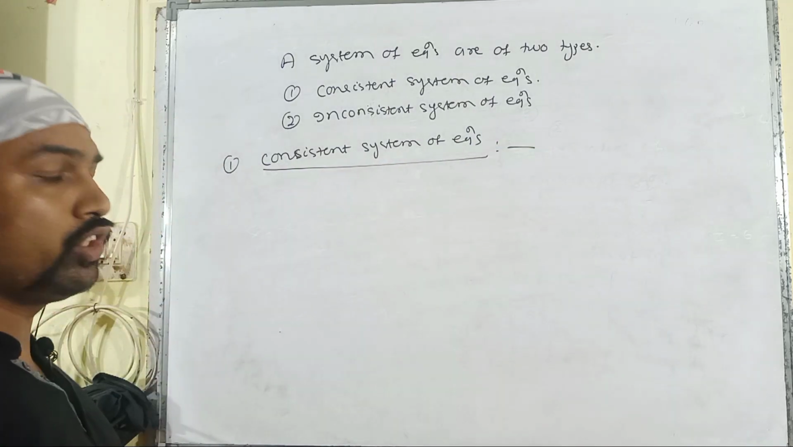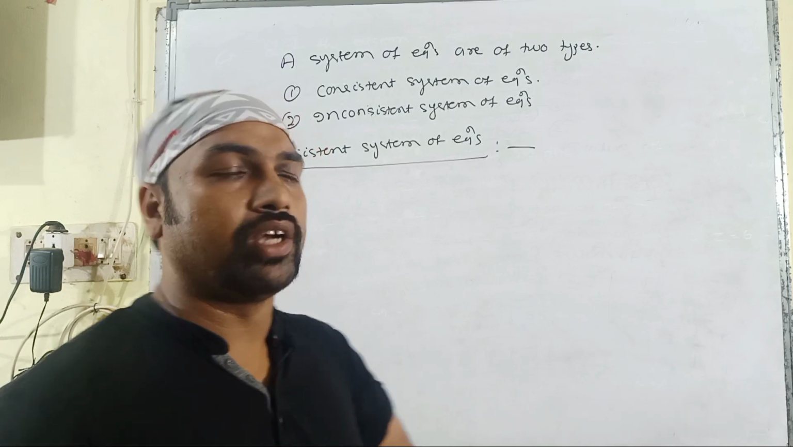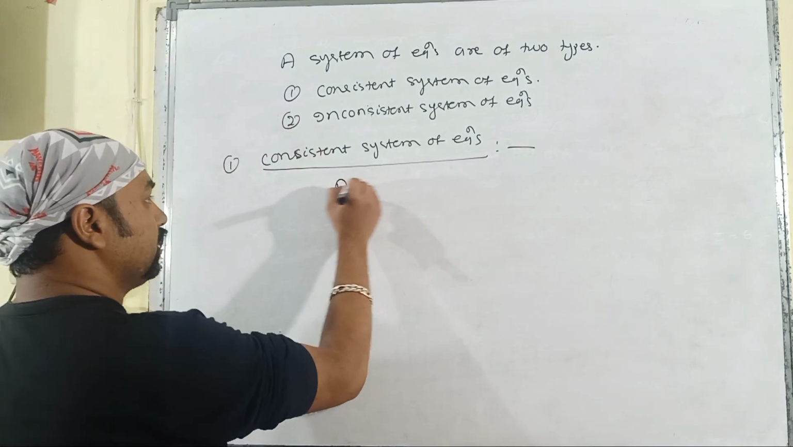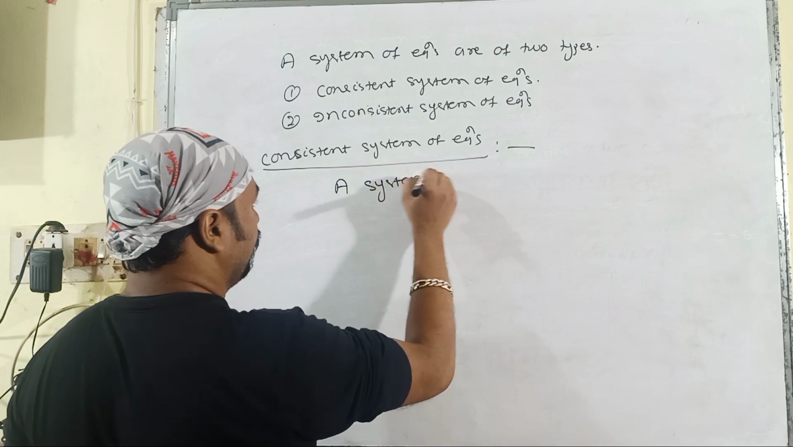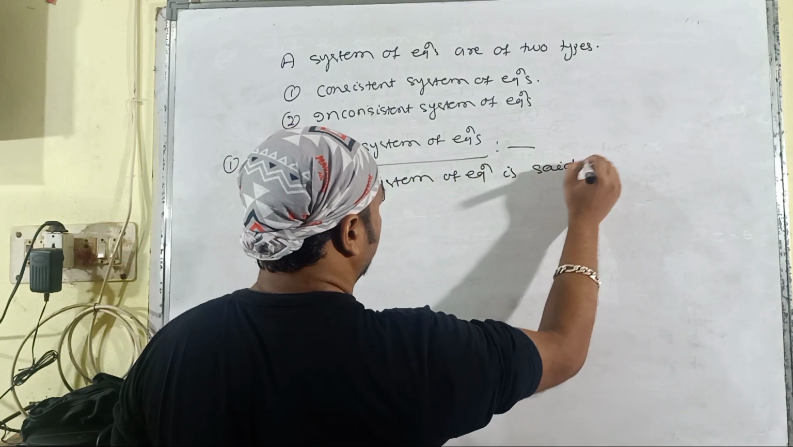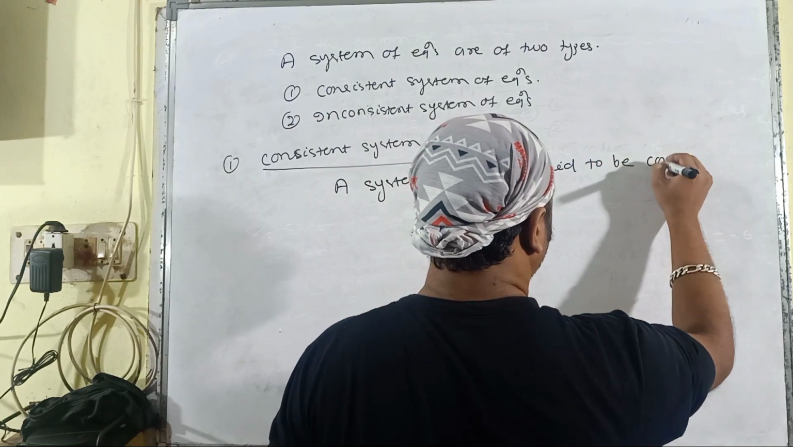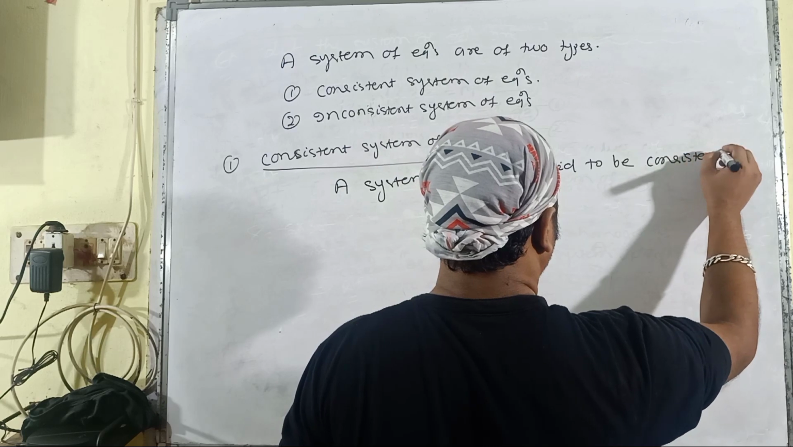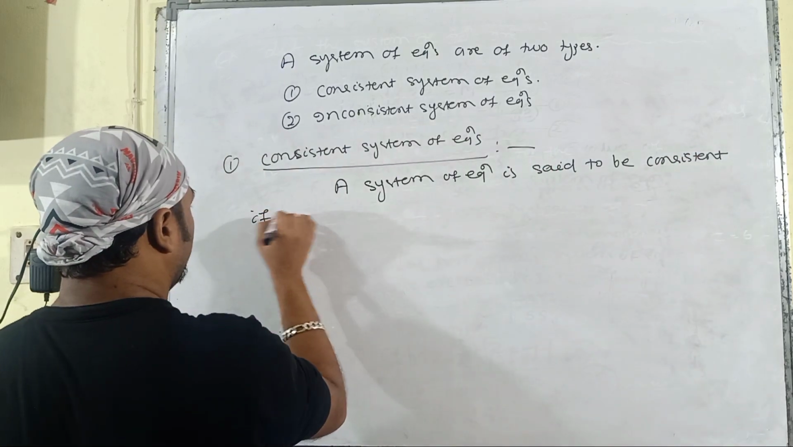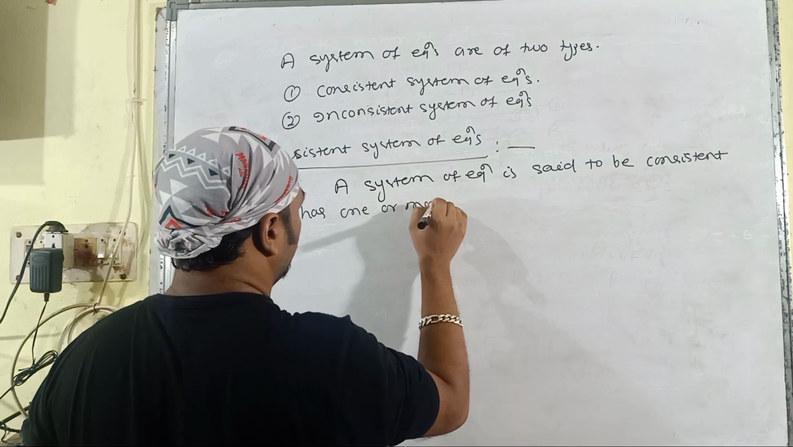A system of equations is called consistent if it has one solution or more than one solution. A system of equations is said to be consistent if it has one or more solutions.